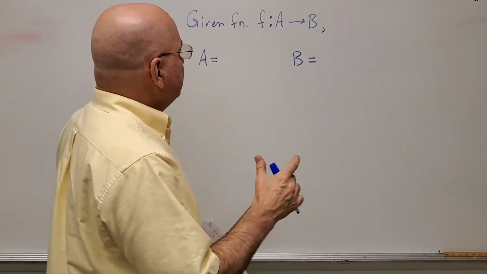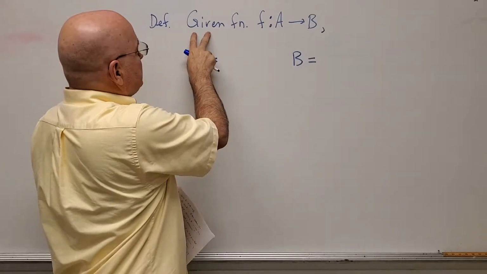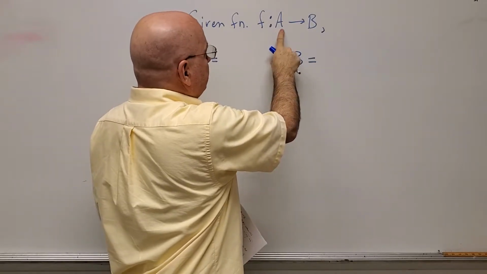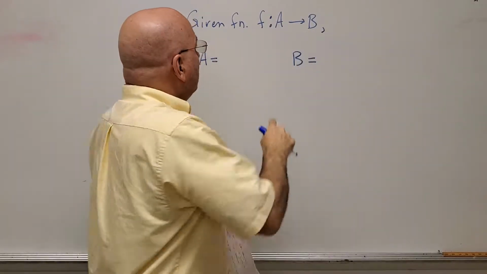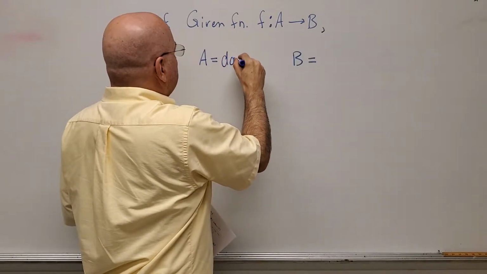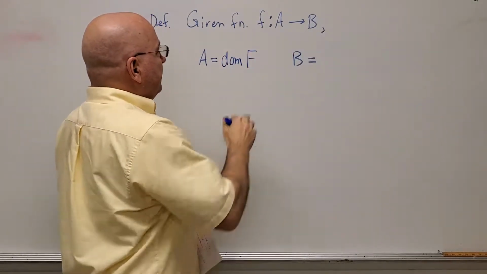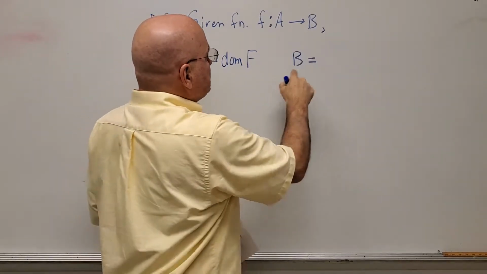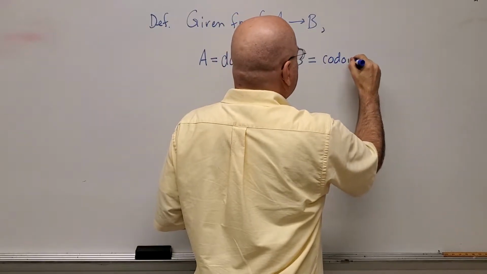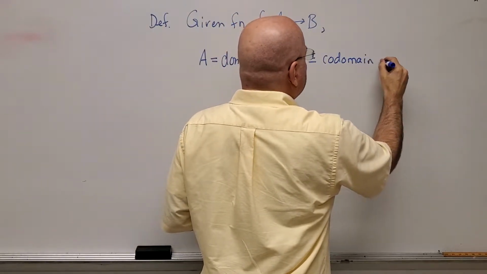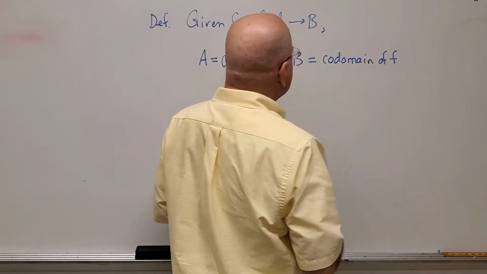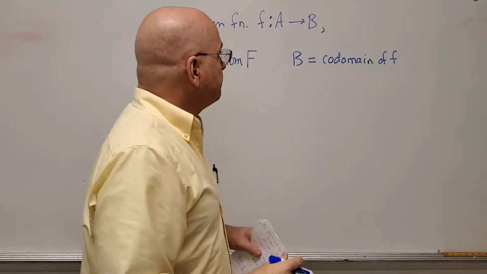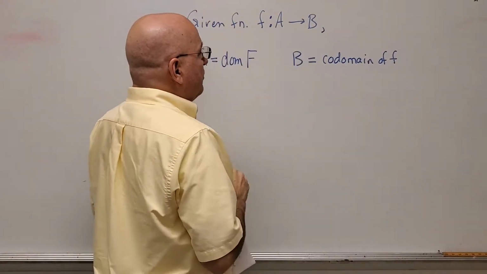Now, as we continue with functions, this is a definition that starts off with, given the function f that maps the set A into the set B, the set A is the domain of f. Every element in A will get mapped to an element of B. The set B is called the codomain. It is not necessarily the image of f or the range of f.